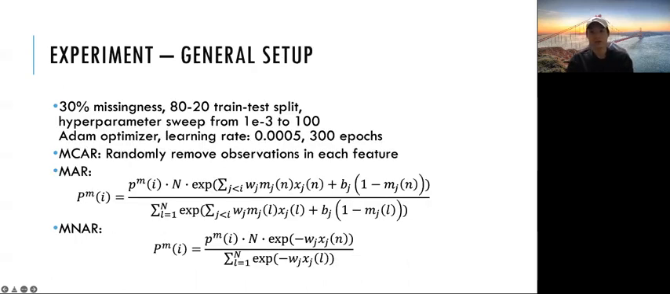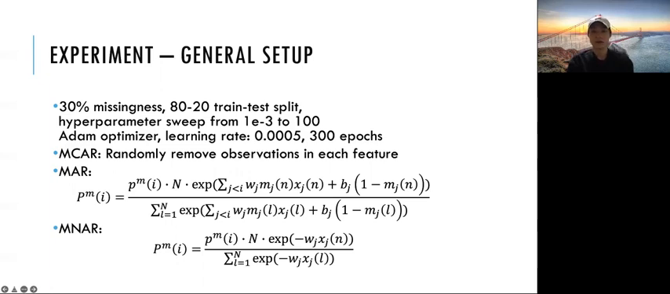For the general setup of the experiment, 30% of missingness was introduced to the datasets, and an 80 to 20 train test split was used. Also, a hyperparameter sweep, which is log-based, was conducted from e to the negative third to 100. The Adam optimizer was used in the experiment with a learning rate of 0.0005 for up to a maximum of 300 epochs.